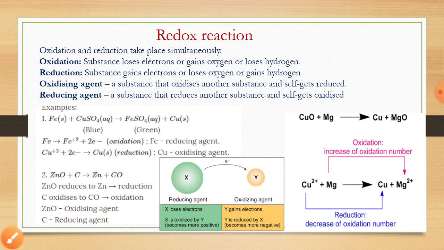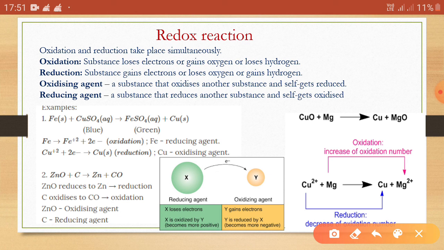Next part is redox reaction. What is redox reaction? To know the redox reaction, we have to know what is oxidation, what is reduction, what is oxidizing agent and reducing agent. A substance that loses electrons or gains oxygen or loses hydrogen is known as the oxidation process. In the reduction process, a substance gains electrons, loses oxygen or gains hydrogen. So clear?